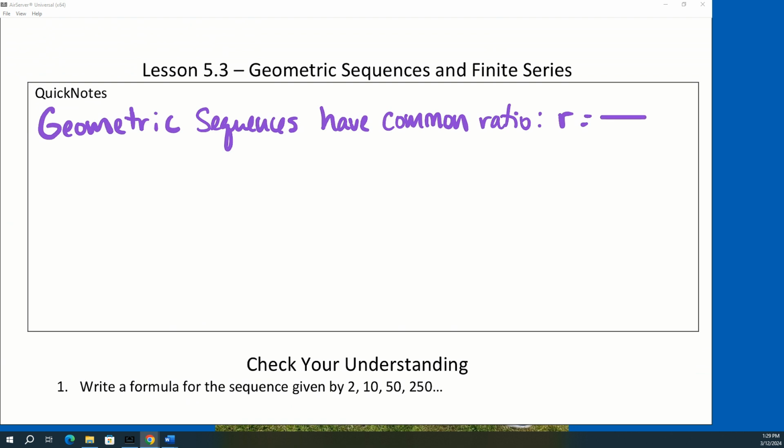And if you want to find R, you just divide a term by the previous term. So you could do the second divided by the first, or you could do the fifth divided by the fourth. As long as they're consecutive, you just divide them and it gives you the common ratio.